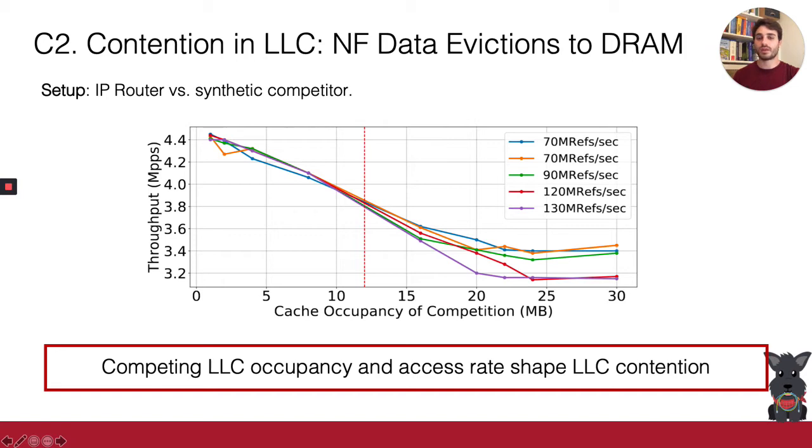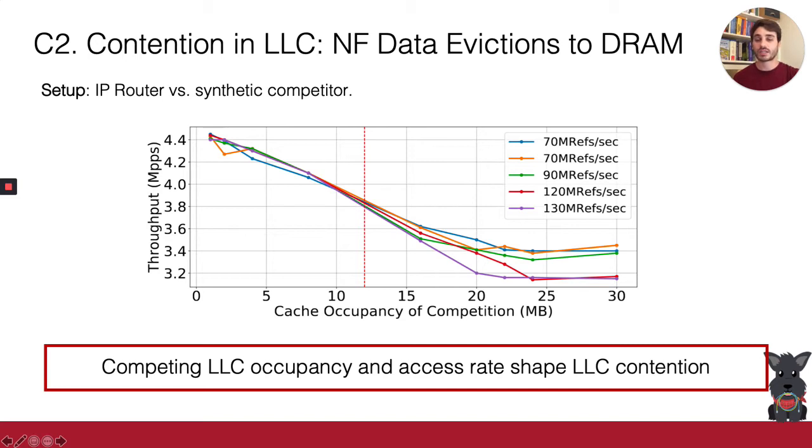Let us now move on to the last level cache. The last level cache is a well-known source of contention, and a target NF experiences performance drop due to cache contention when its data structures are evicted to DRAM. To understand this more, we run an IP router that makes heavy LLC usage along with a synthetic competitor that applies various amount of incremental pressure to the cache. The graph shows the throughput drop of the target as a function of two variables of the competition. The red dashed line shows the cache occupancy of the target NF when it runs solo on the server.